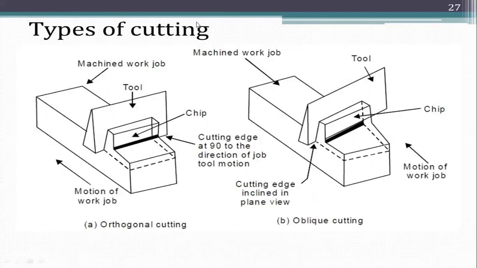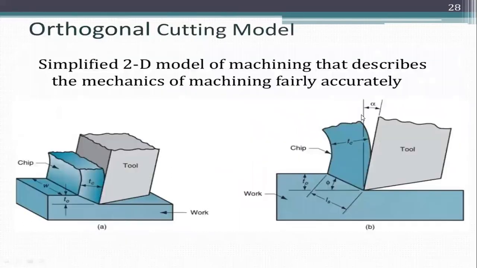The figure illustrates the orthogonal cutting and the oblique cutting. In orthogonal cutting, the cut will be straight, but in oblique cutting, the cut will be at a certain angle. The orthogonal cutting model is a simplified 2D model of machining that describes the mechanics of machining fairly accurately.